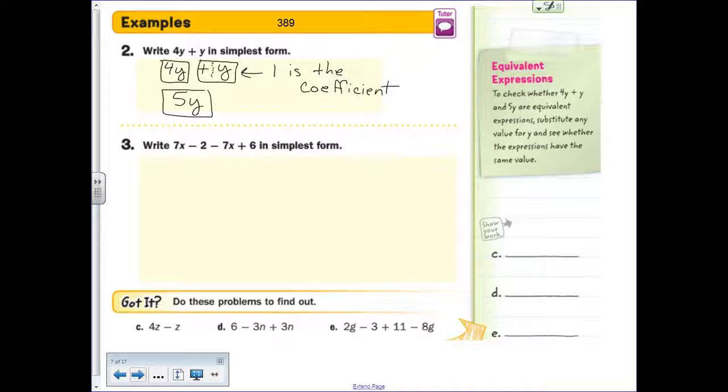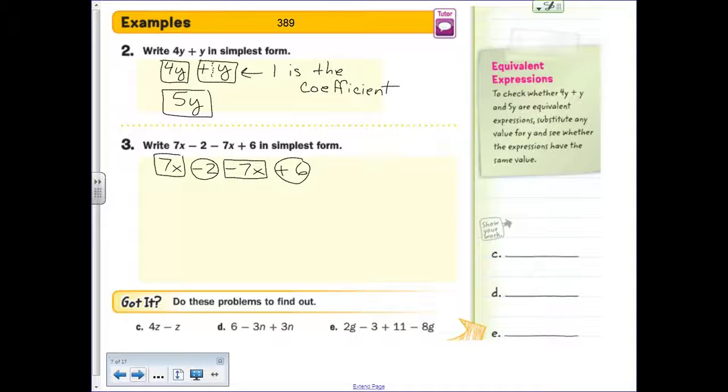Write 7x minus 2 minus 7x plus 6 in simplest form. So they give you one that's got a little more to it here. And again, give yourself space. Don't worry about how much paper you're using. Worry about getting this correct. 7x and negative 7x are like terms because they both have x to the first power. Negative 2 and positive 6 are both constants because they have no variable.